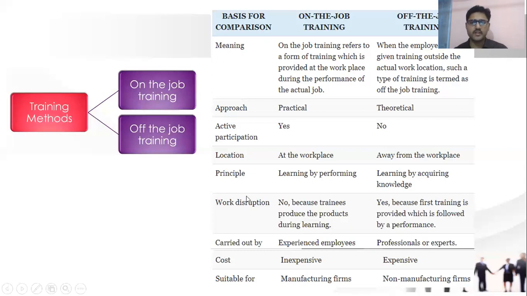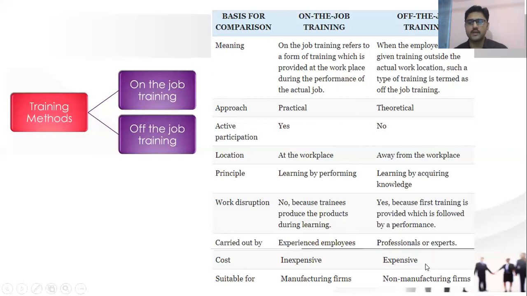Okay. Generally, on-the-job training program is carried out by the experienced employees, and off-the-job training program is carried out by the professionals or experts. Cost, as this kind of training would be given at the workplace, so the cost of this training program is a bit inexpensive. But in case of off-the-job training program, the cost would be expensive. Why? Because you may have to arrange separate classrooms, separate location. You may have to arrange a lot of things.